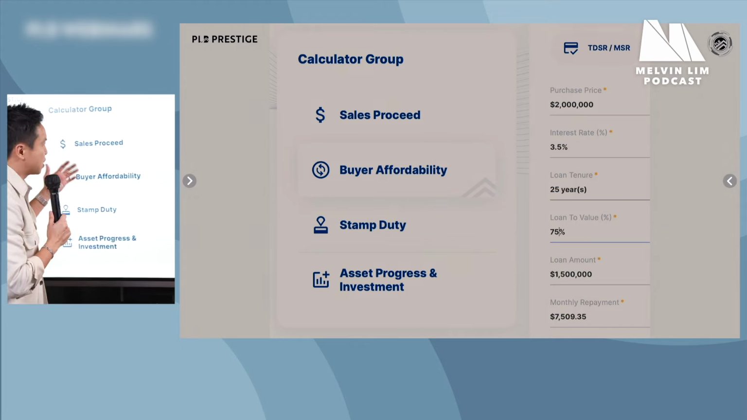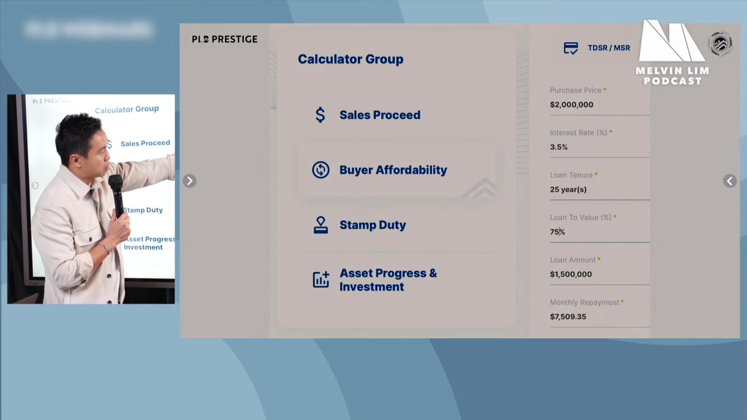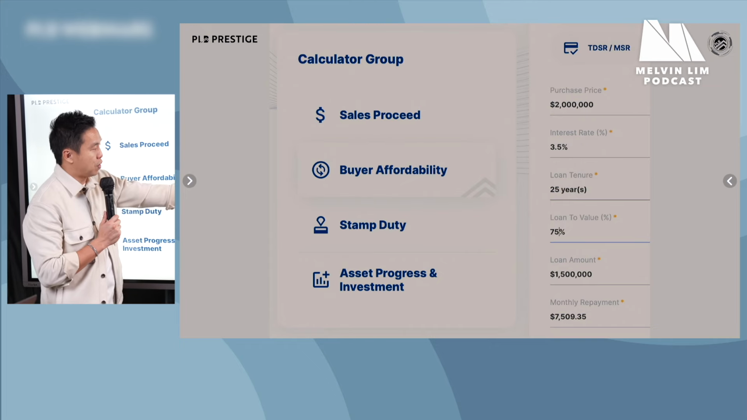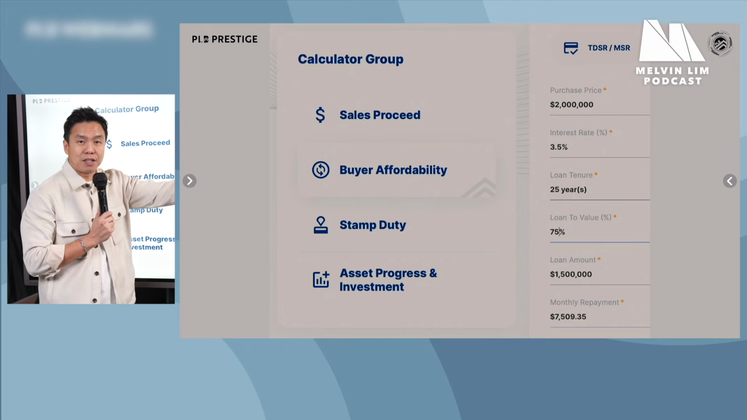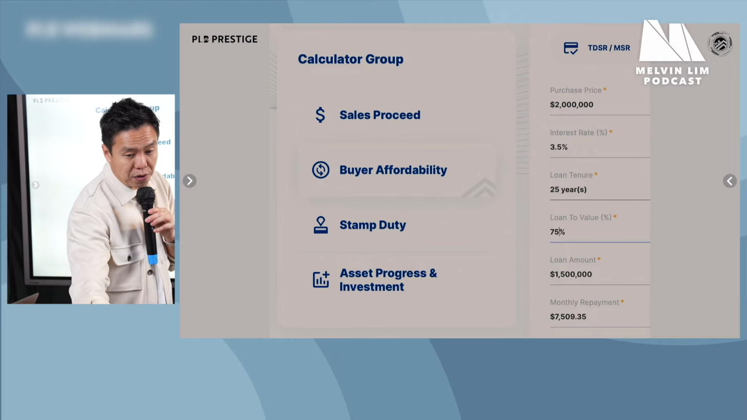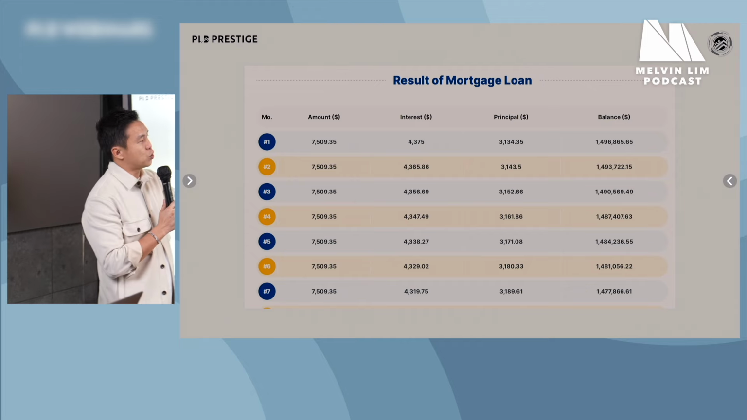So this is an illustration of that example. Let's say you were to purchase something at $2 million, 3.5% SORA rate. And let's say, for example, if you're 40 years old, you can leverage 25 years more. Just take 65 minus 40, 75% loan, 1.5 million. Your monthly installment is 7,509. And the calculator also shows you the breakdown in terms of interest and principal.